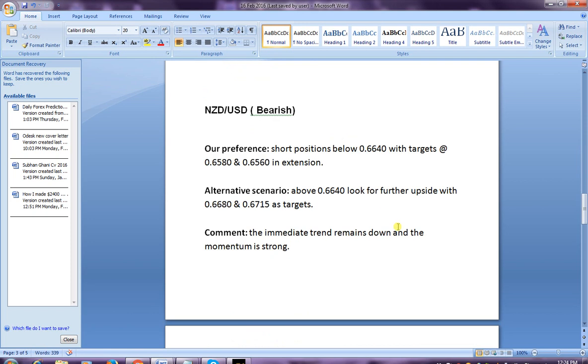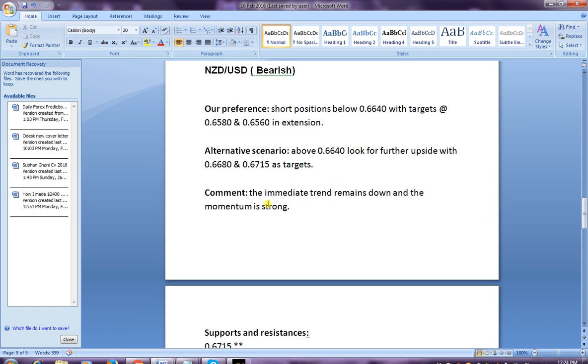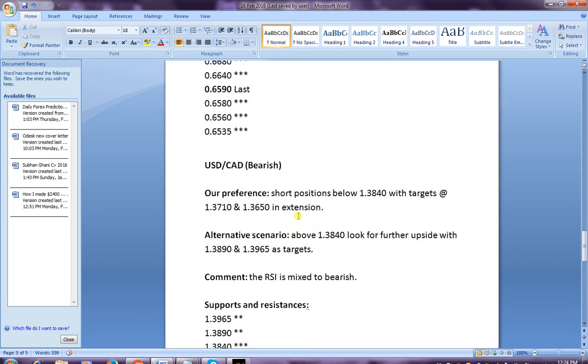Okay, the next one is NZD/USD, and it's bearish. Take your short position below 0.6640 with targets 0.6580 and 0.6560 in extension. The immediate trend remains down and the momentum is strong.